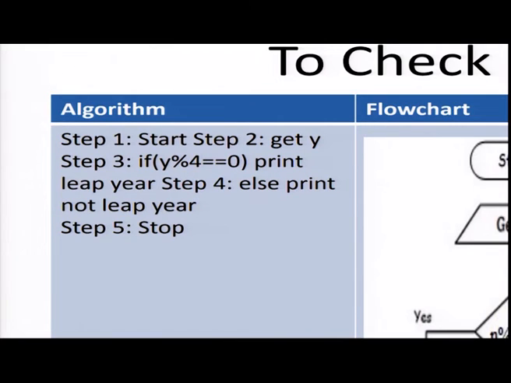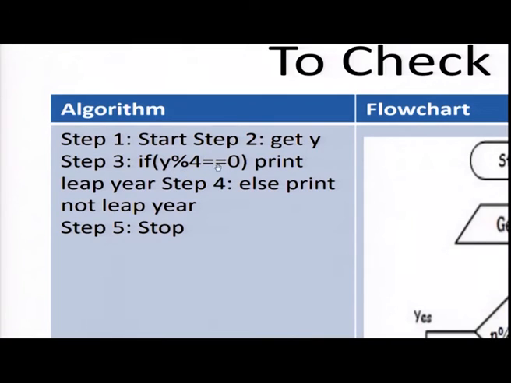Examples are 2000 is a leap year, 2004 is a leap year, 2008 is a leap year, 2012 is a leap year, 2016 is a leap year, 2020 is a leap year. These are divisible by 4 and 400. So here, kindly make a note, this symbol mod determines there is no remainder at all. That is called y mod 4 equal to 0. If there is no remainder, it prints it is a leap year. Then step 4, else it prints it is not a leap year.